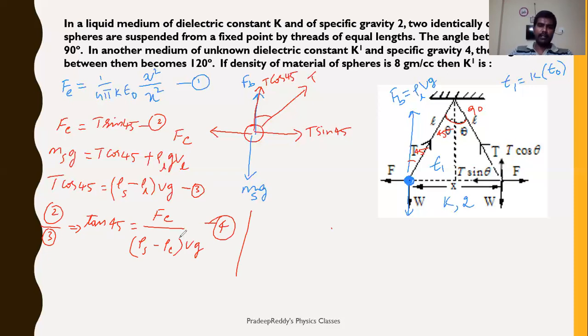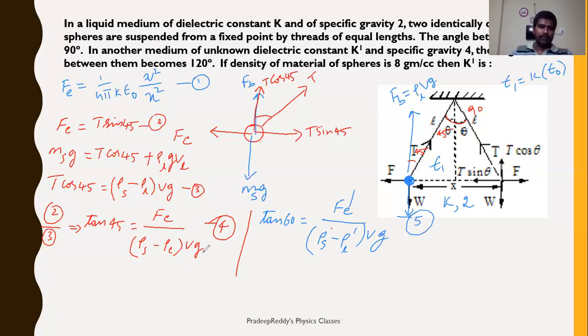Now, using the same concept for 120 degrees, it gets divided into half. That will be 60 and 60. Finally, you can write it as tan 60 is equal to Fe dash. Because dielectric constant is variable, it becomes Fe dash divided by density of the solid, it does not change, minus density of the liquid changes, it is rho L dash, into volume of the solid is not changing, so it is V into G. This is equation number 5.